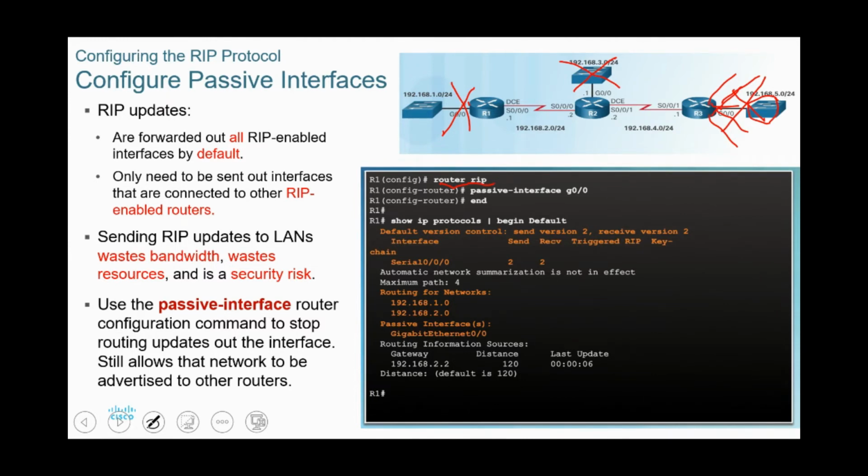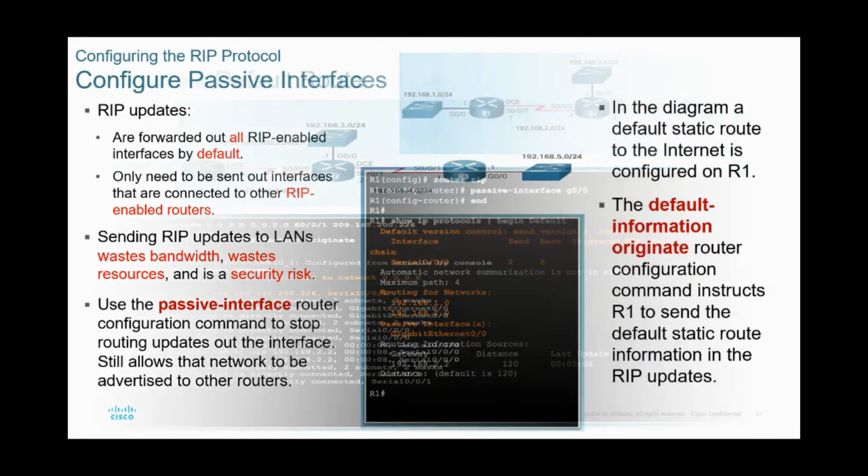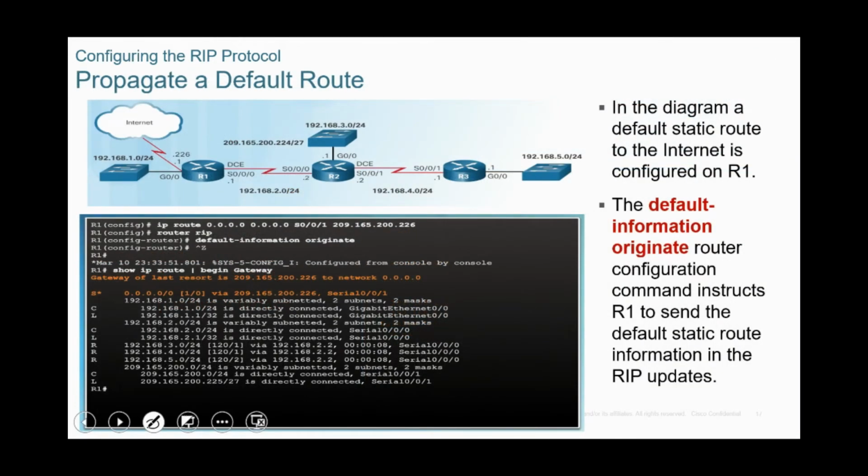When you show the IP protocols, it will say here that the passive interface is not going to send out the updates to this G0/0, but you are still communicating with this device. So there is no issue about the routing information. This is how you configure the passive interface.